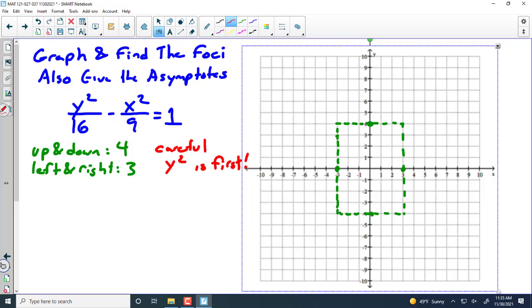Remember, it can be a little bit trickier when that y squared comes first. Because it's still the number under y squared that helps you move up and down. It's still the number under x squared that helps you move left and right. But unlike the ellipse, the x squared doesn't always come first. So make sure you're careful when you draw your fundamental rectangle that you don't have it switched.